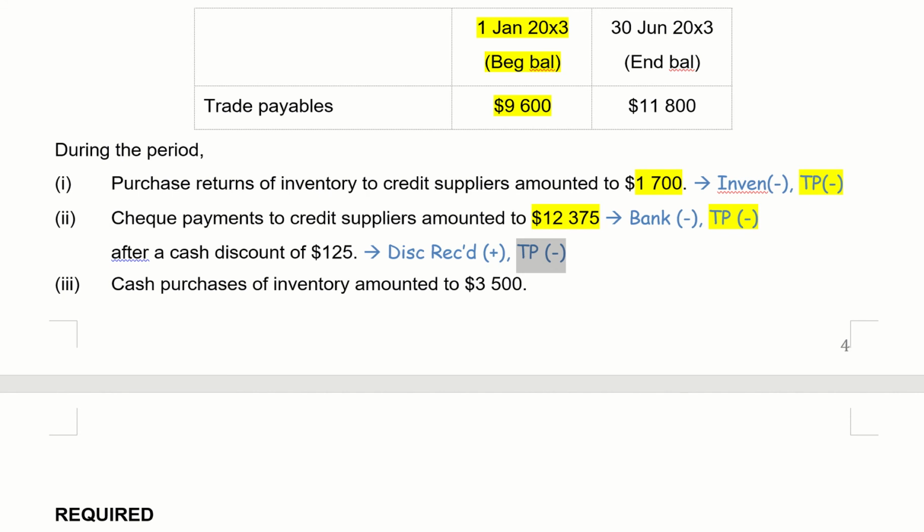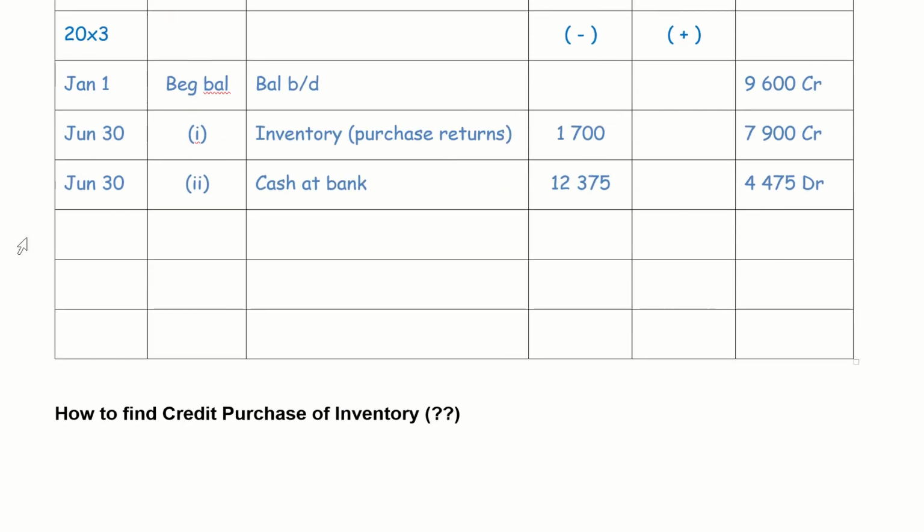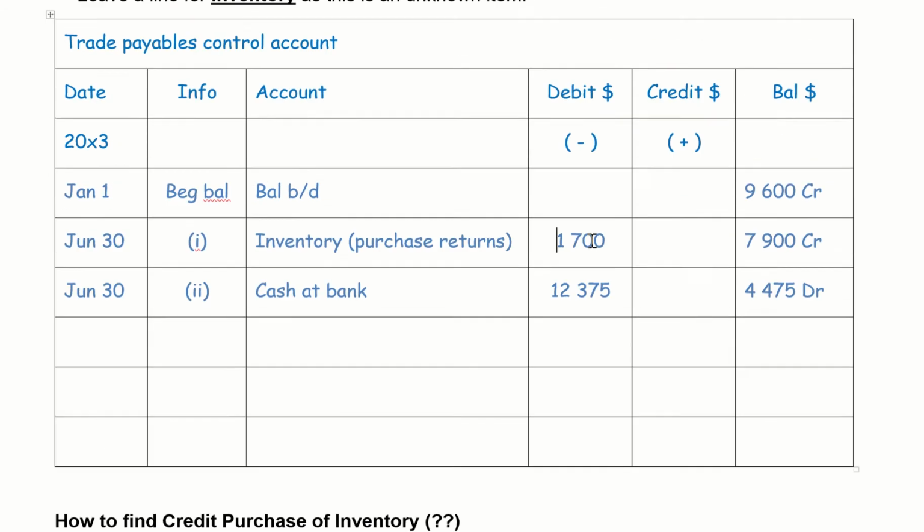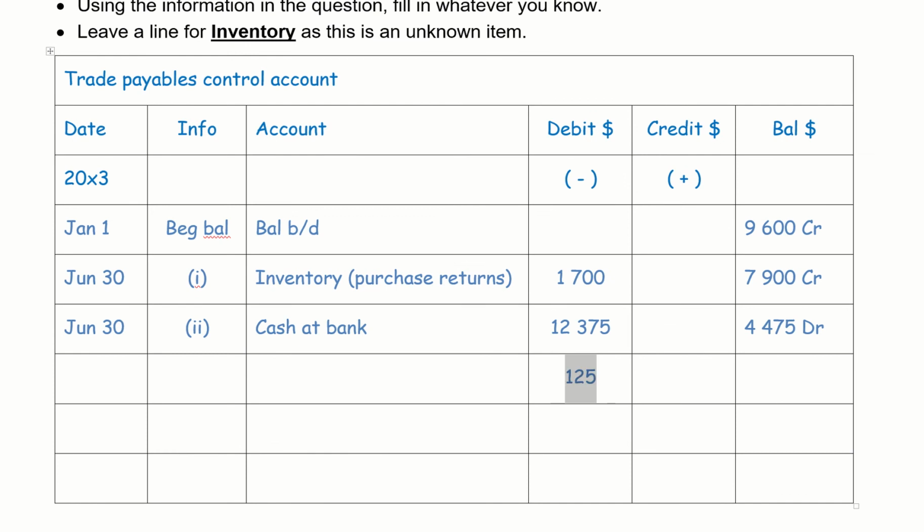Now what's going to happen is that we will need to record trade payable minus into the trade payable control account. So I'm going to record trade payable minus, minus how much? Minus $125 because of discount received. So that's how we are going to record it. Trade payables minus $125. Why? Because the other account affected is discount received. What date did it happen on? Typically, you will record the accounting control account at the end of the year.